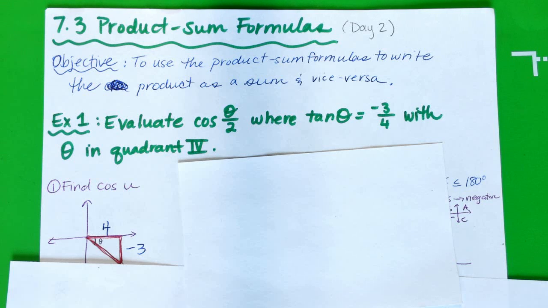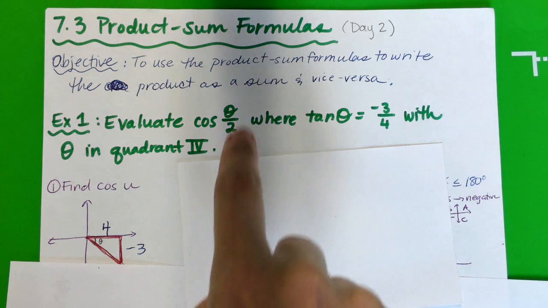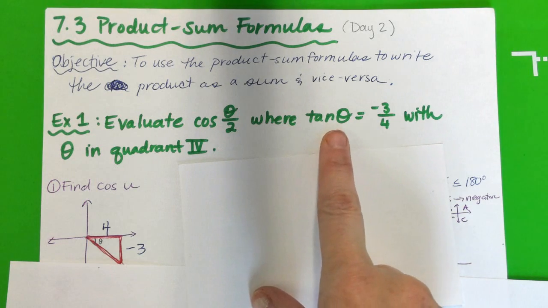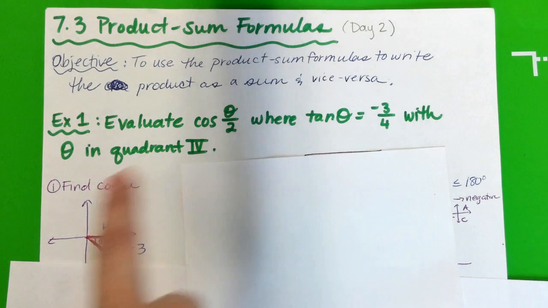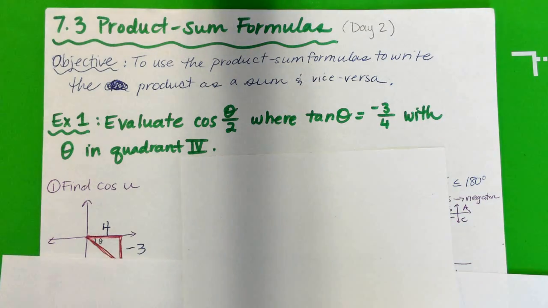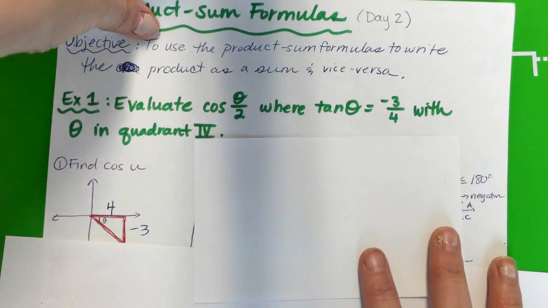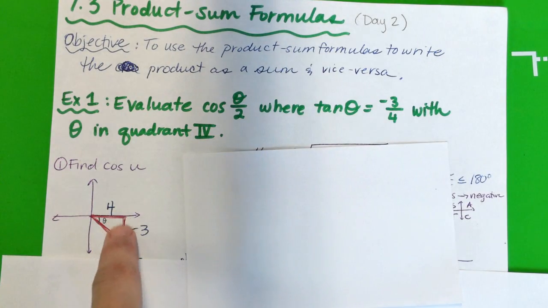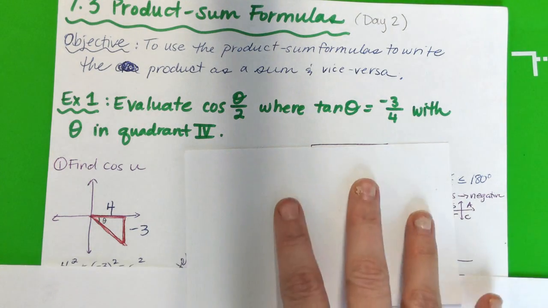The first part we're going to continue with what we did yesterday. So we're going to evaluate the cosine of theta over 2, which is a half angle, and you're given the tangent of -3/4 with theta in quadrant 4. Okay, so we're going to draw theta in quadrant 4. And then remember, we know that the 3 is negative because this is below the x-axis here.